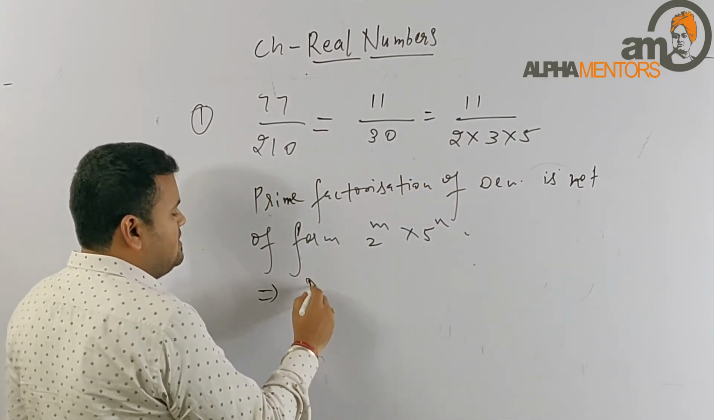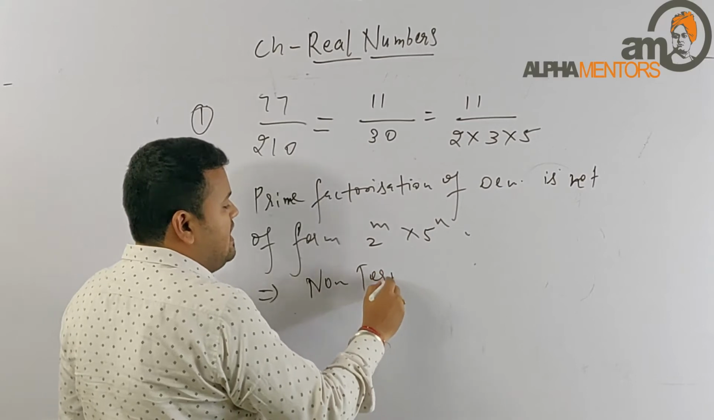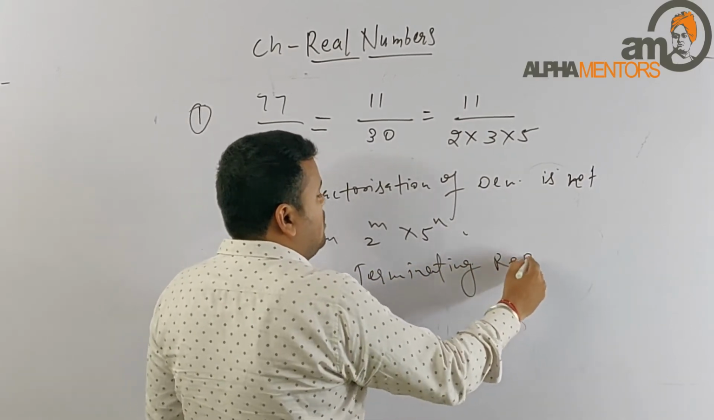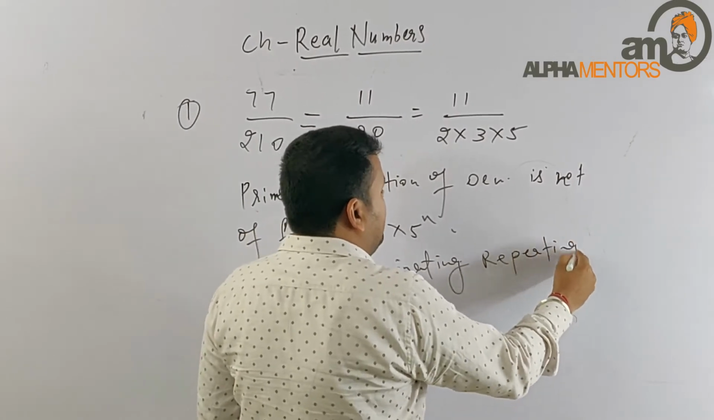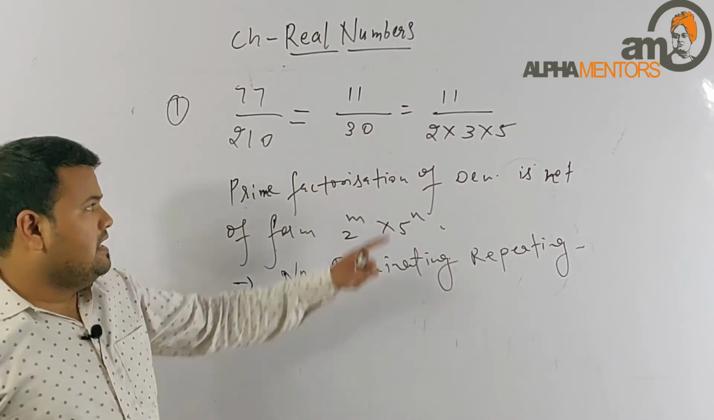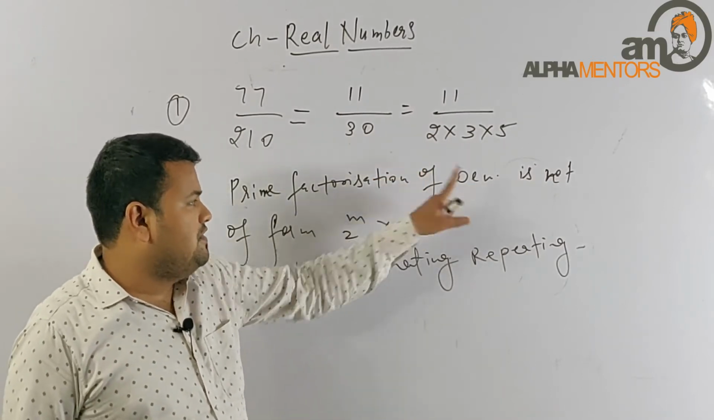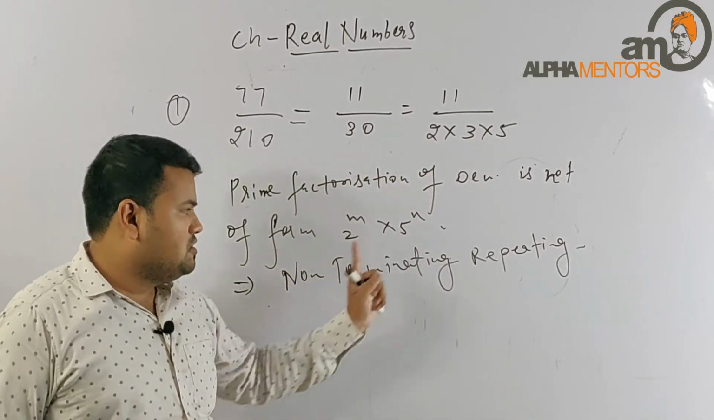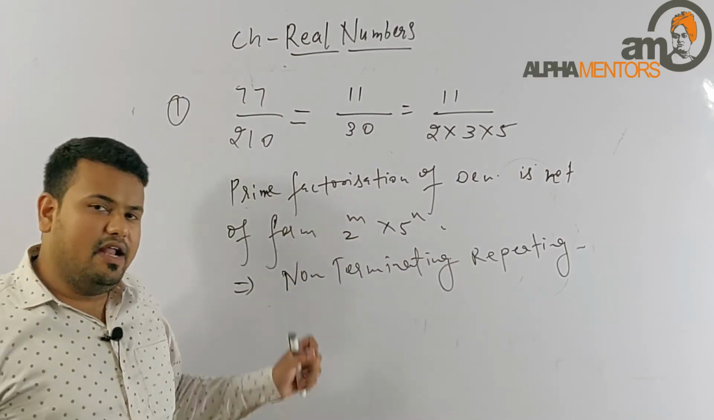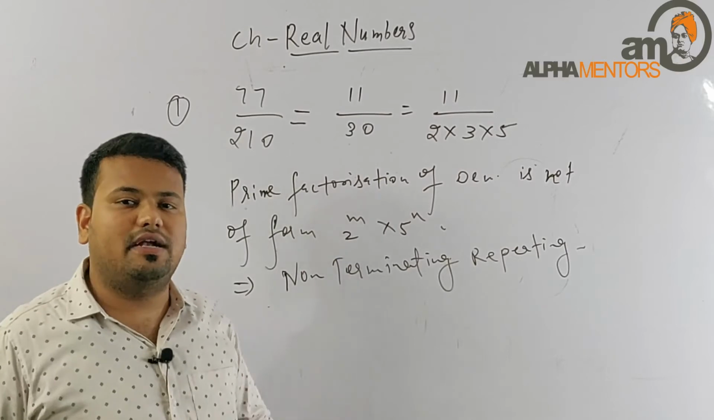So it has what to write? It has a non-terminating repeating decimal expansion. Getting my point? The prime factorization is not of the form 2 into 5, so the given rational has a non-terminating repeating expansion. And if it is non-terminating repeating, how do we get it?